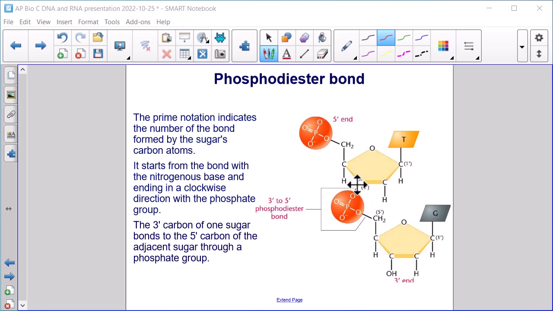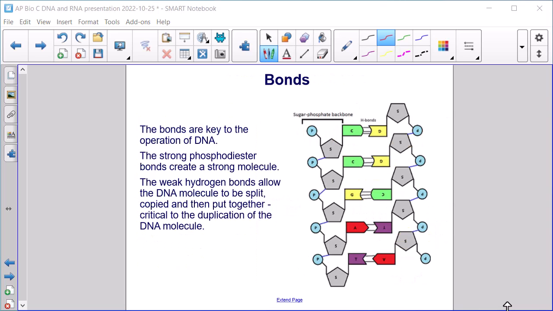So what happens is the 3' carbon of one sugar bonds to the 5' carbon of the adjacent sugar through the phosphate group. The bonds are key to the operation of DNA. The strong phosphodiester bonds create a strong molecule. The weak hydrogen bonds allow the DNA molecule to be split, copied, and then put back together, critical to the duplication of the DNA molecule.